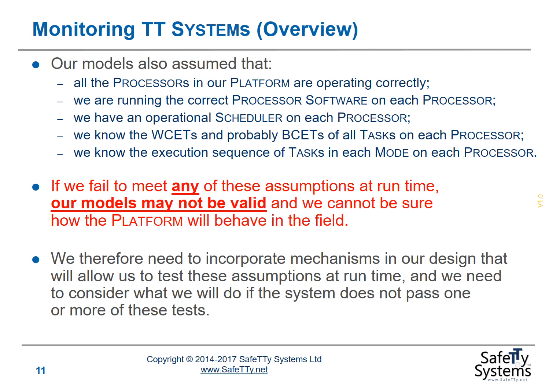If we fail to meet any of these assumptions at runtime, our models may not be valid, and we cannot be sure how the platform will behave in the field. We therefore need to incorporate mechanisms in our design that will allow us to test these assumptions at runtime, and we need to consider what we will do if the system does not pass one or more of these tests.